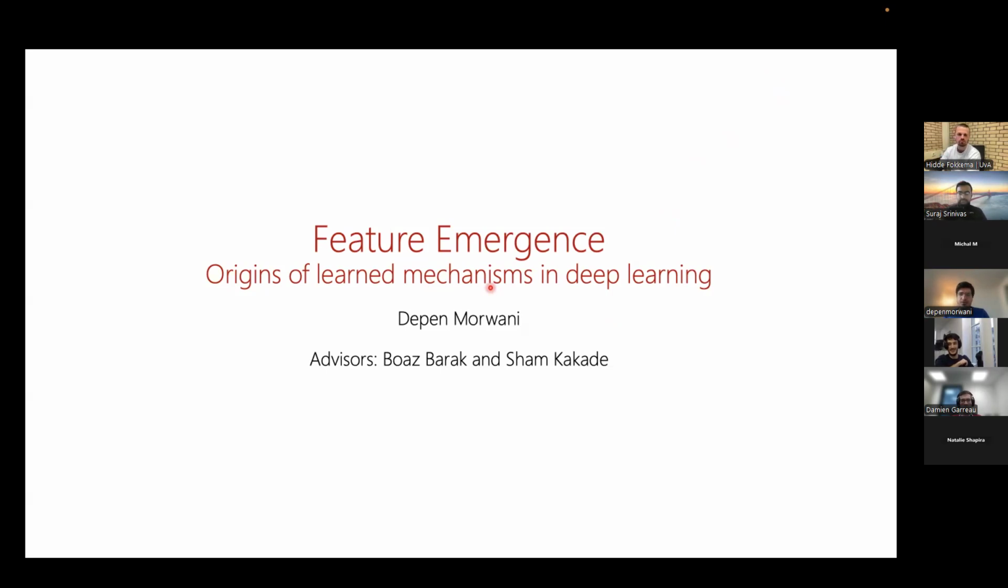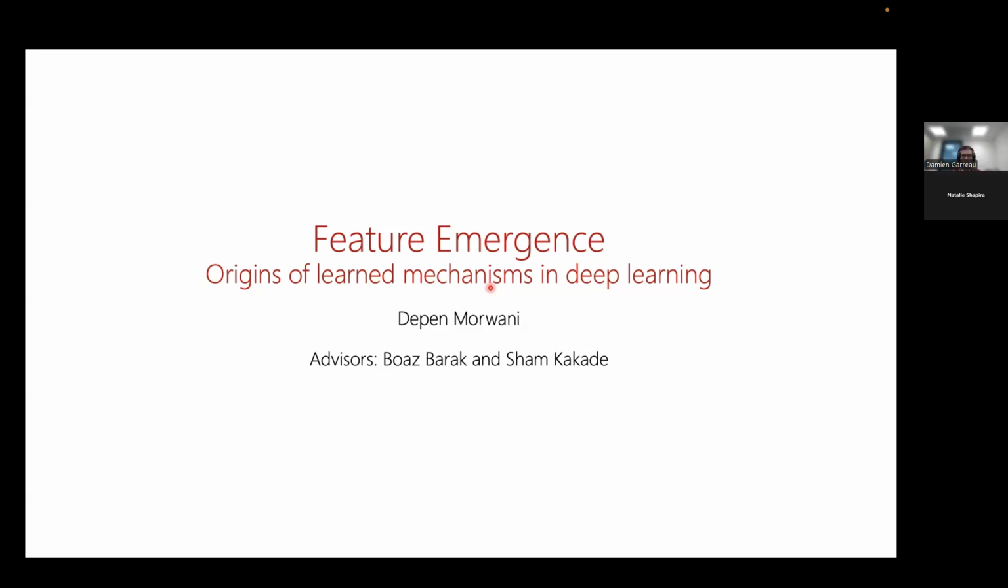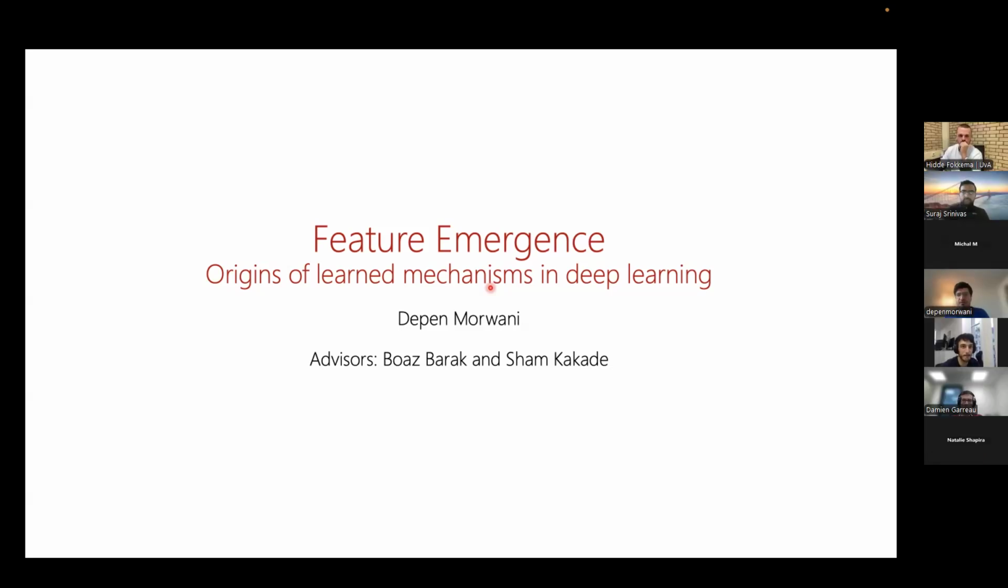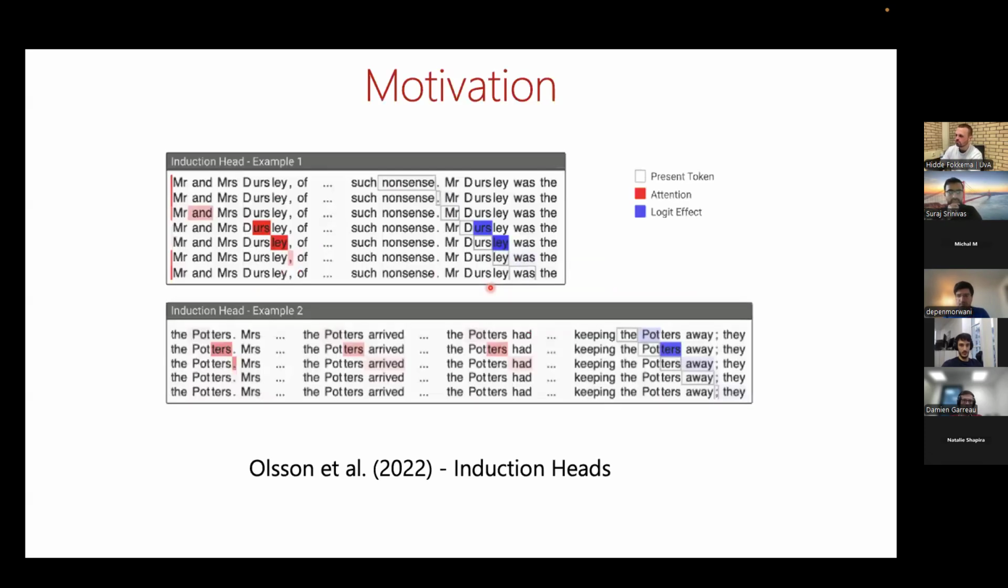So the main point of this talk will be to try to explain why neural networks choose to implement a given task in specific ways. We have called this feature emergence in neural nets, and we basically want to learn the origins behind why neural networks use particular computational strategies for a task. First of all, I'll go into some motivation for this question.